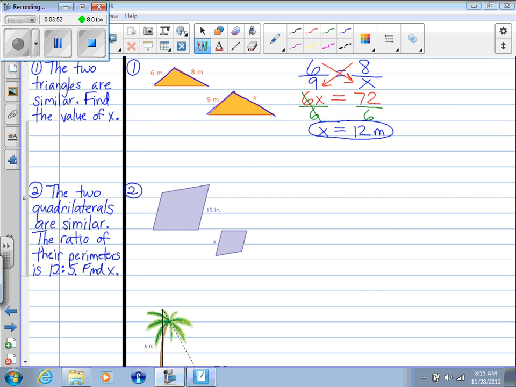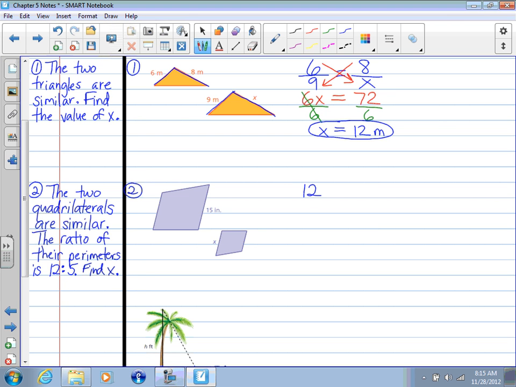Okay, well, we know that the ratio of their perimeters is equal to the ratio of two corresponding sides. So we'll start by writing the first ratio in our proportion, the ratio of their perimeters, 12 to 5. Since they have the larger one on top, that must mean that I need the larger quadrilateral's corresponding side on top. So I'll put 15 on top of the other ratio, and then x on the bottom. So we have the larger numbers on the top, the smaller numbers on the bottom.